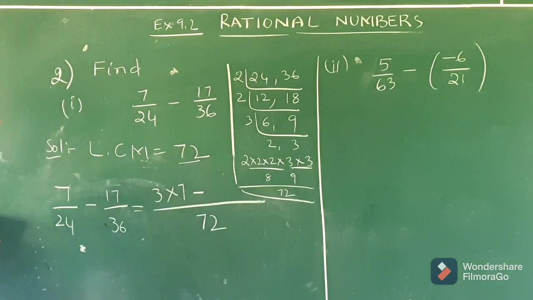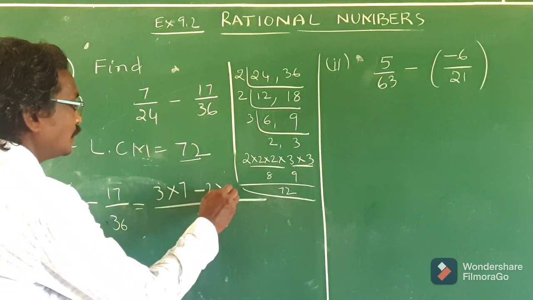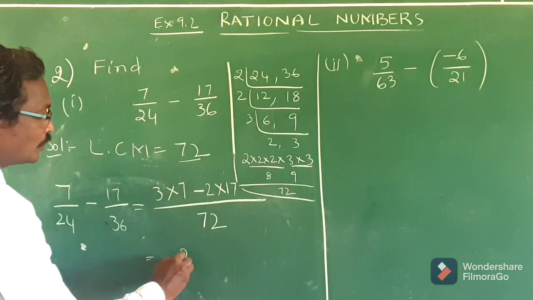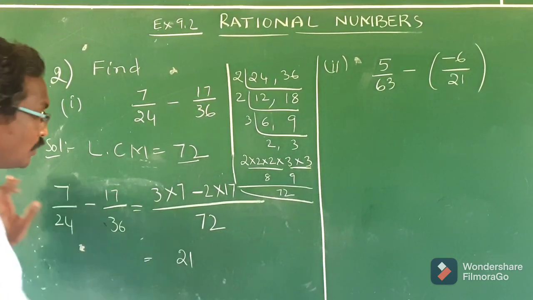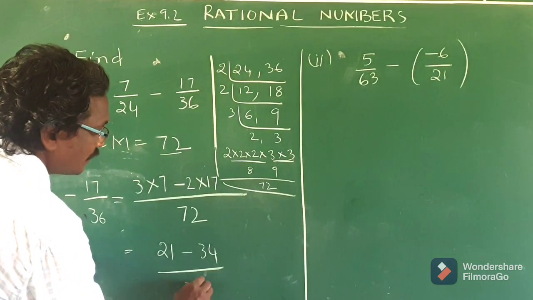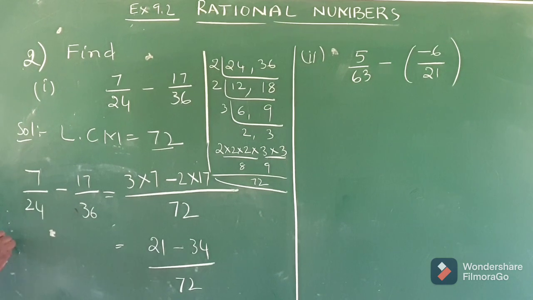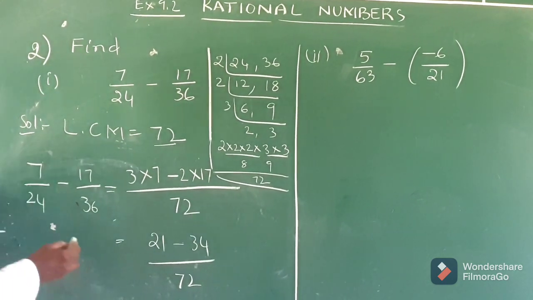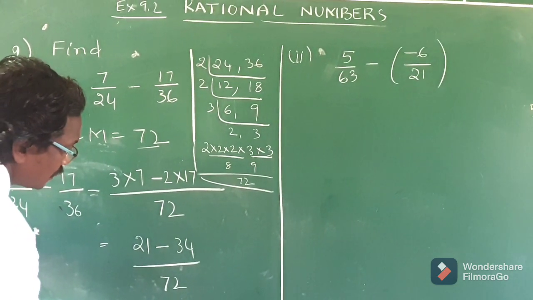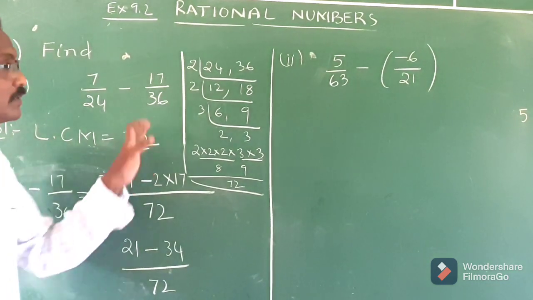7 minus 36 table, how many times? 2 times, into this 70. Now 7 threes are 21. Next minus 17 twos are 34 by 72. Now subtraction: 34 minus 21 is 13. The big number is before the minus symbol, so write minus 13 by 72. Did you understand this sum?